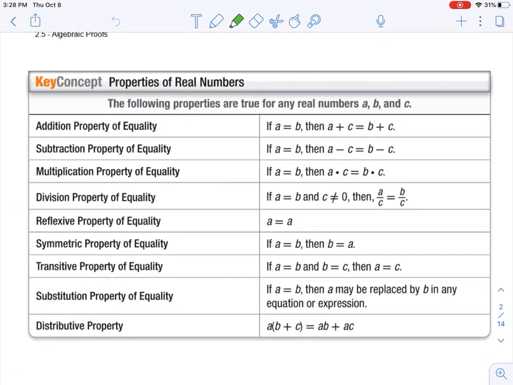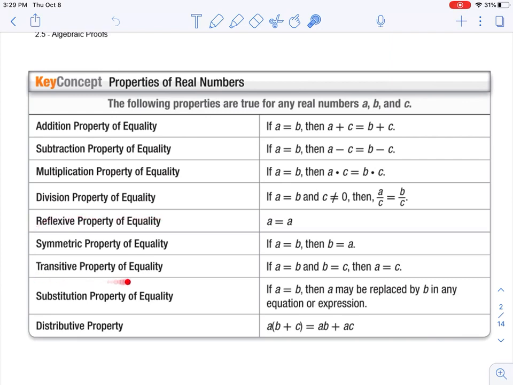These are things you've seen for many years. We have addition property of equality. This is when we add across the equal sign. Subtraction property of equality is when we subtract across the equal sign. Multiplication property of equality is when we multiply across the equal sign. Division property of equality is when we divide across the equal sign.